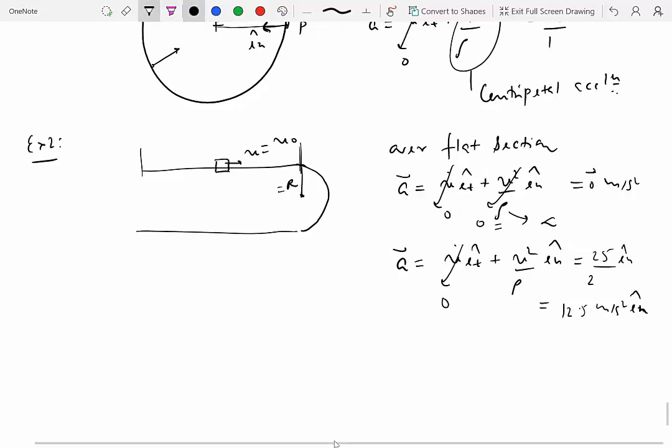Now this is interesting because just before it got onto the curved track, in the flat section the acceleration was 0, but now all of a sudden there is an acceleration, in 0 amount of time, pointing towards the center. And this is going to lead to very unpleasant effects for the people traveling inside the railroad car. And that's the reason why you would never have this kind of thing. The tracks are never designed like this.